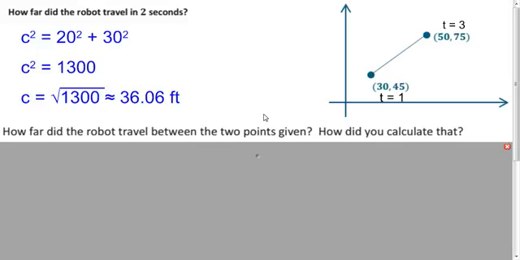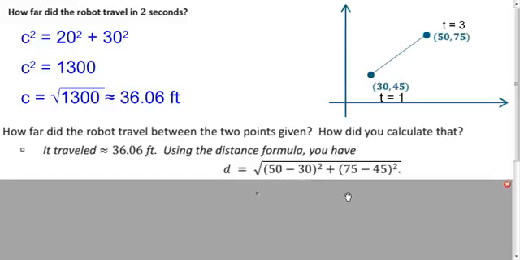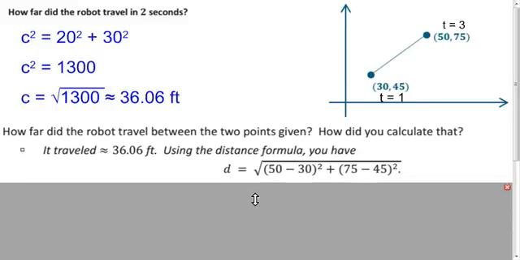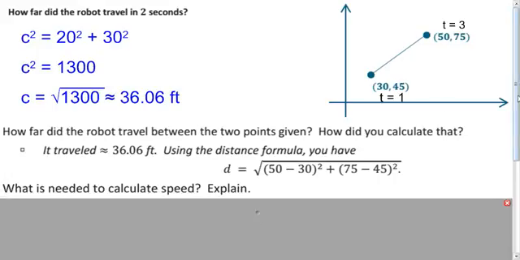So we already figured out that the robot traveled about 36.06 feet in 2 seconds. We did that with the Pythagorean theorem. Now we're going to see that we can do that with the distance formula as well. So if you use the distance formula, you would get 50 minus 30, subtract the x's. You square that, and you add that to the difference of 75 and 45 squared. And you see that's the same thing we have in this first line, essentially. 50 minus 30 is 20, 75 minus 45 is 30, and it's really just the same operations, just written differently. So you get the same answer.